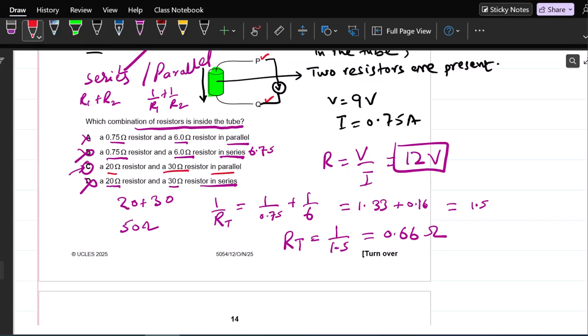You can calculate this: 1 over 20 plus 1 over 30, because in parallel circuits resistance decreases. So greater value of resistor should be connected, then you will be getting the smaller value. 1 divided by 20 plus 1 divided by 30.